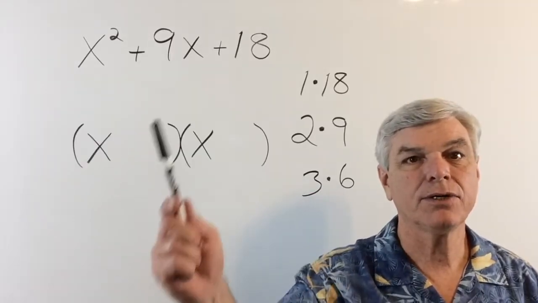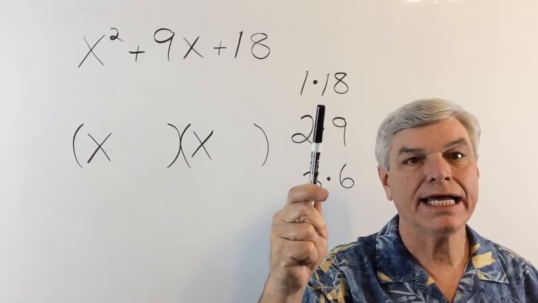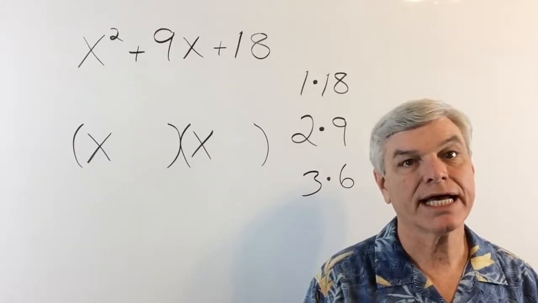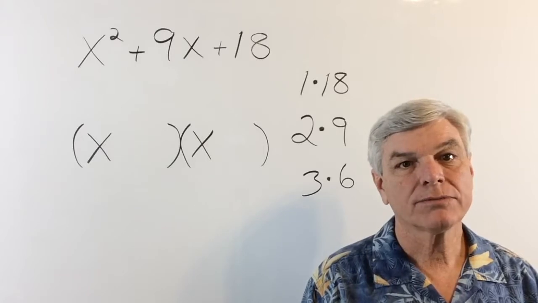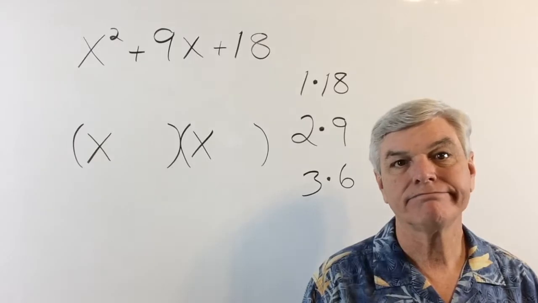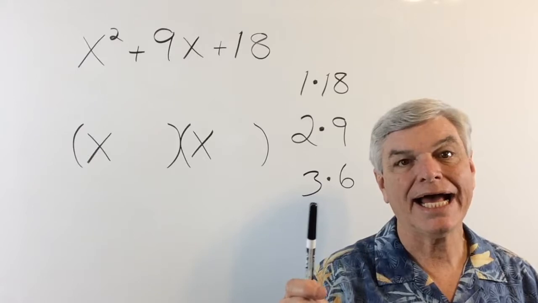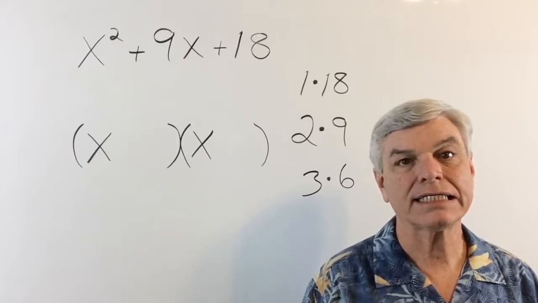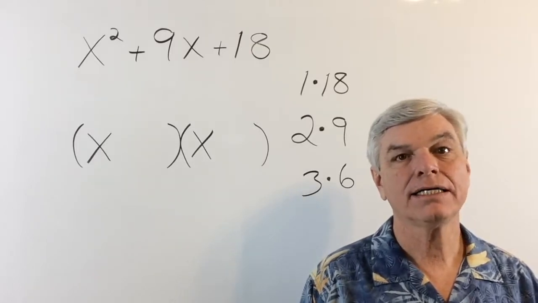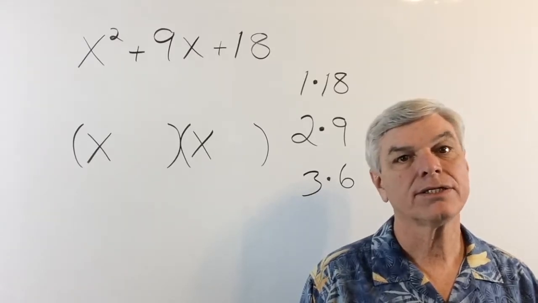Okay, we're trying to get to 9x. Can I add or subtract 1 and 18 to get to 9? Nope. Can't add or subtract that. Can I add or subtract 2 and 9 to get to 9? No. Can't. Can I add or subtract 3 and 6 to get to 9? Well, if you add them, you'll get to 9. If you subtract them, you won't. So that works. Let's use 3 and 6.